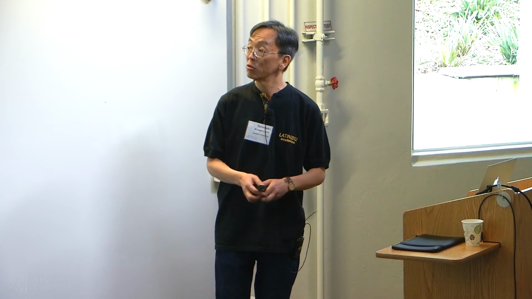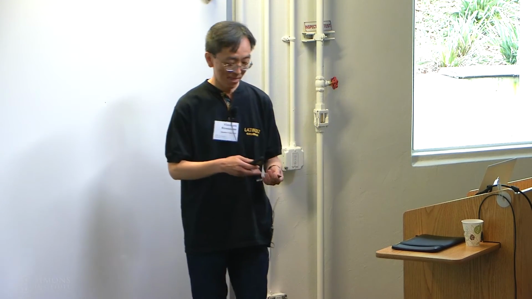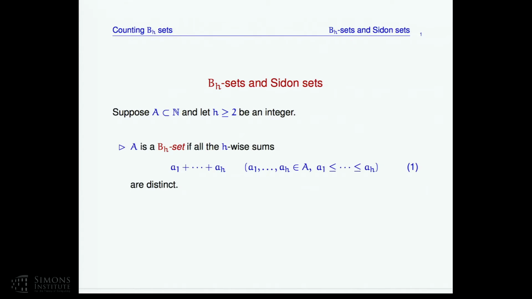Right, so I will talk about the number of BH sets of a given size. Let's start with the definition, just to make sure. BH sets and Sidon sets. Suppose you have a set A of natural numbers, and H is some fixed number. H during this talk will always be some fixed integer.